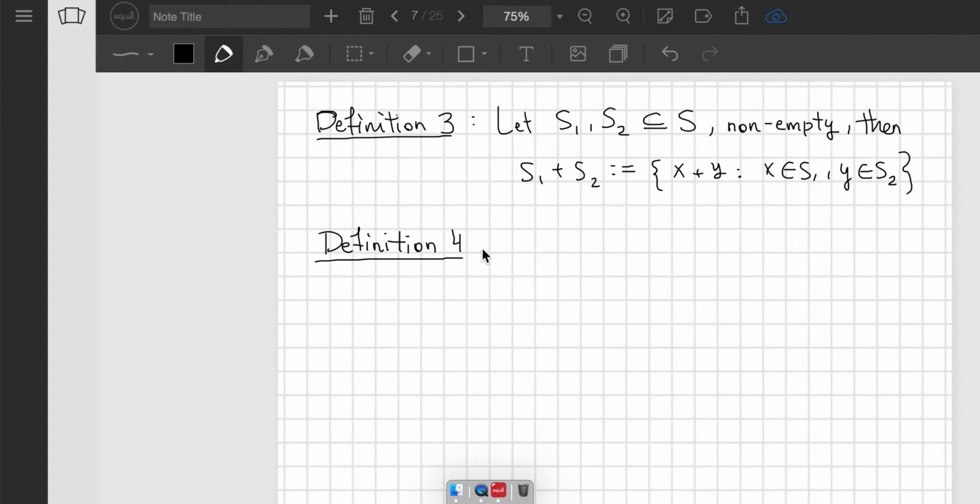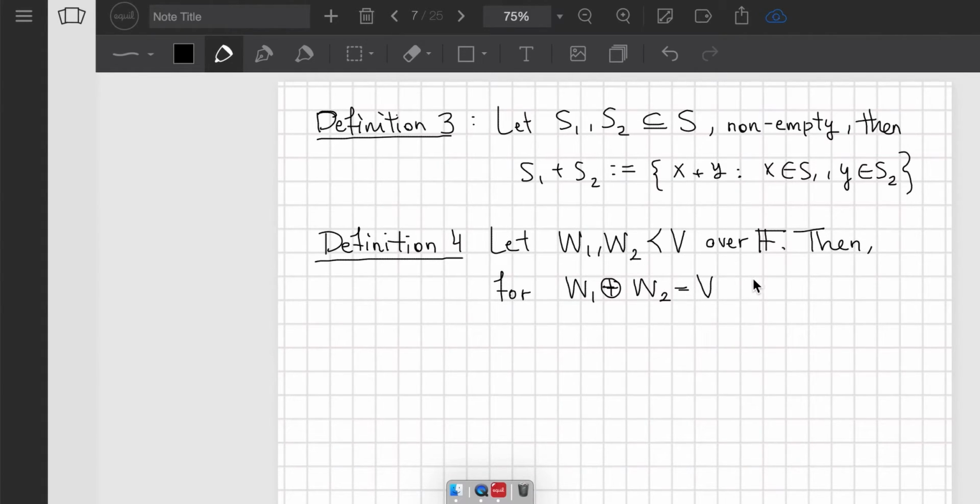Okay, so let W1 and W2 be subspaces of a vector space V over the field F. Then for W1 direct sum with W2 to be equal to V, we need the following conditions to be met. And this is equivalent to this set of conditions.